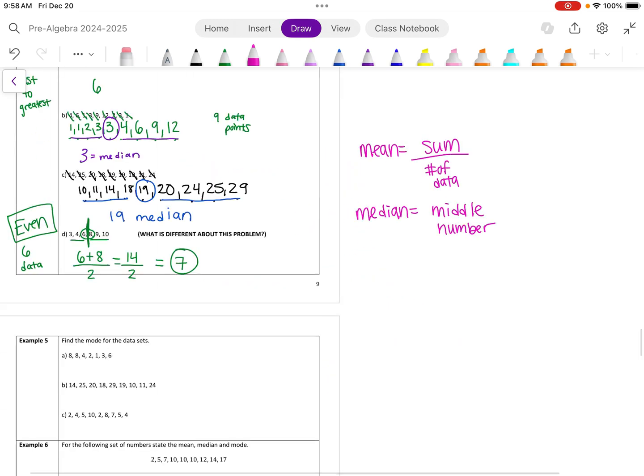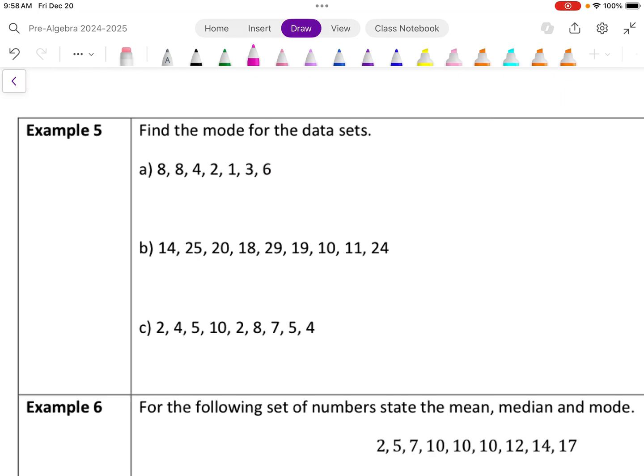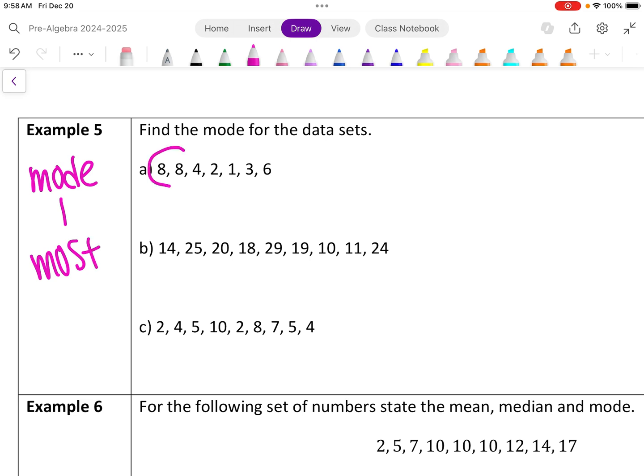And now we are going to find our mode. Our mode is the one that appears the most. So you just look at your data and say which number appears more than once. So in the first example, 8 is our mode because it appears twice. Everything else appears once.